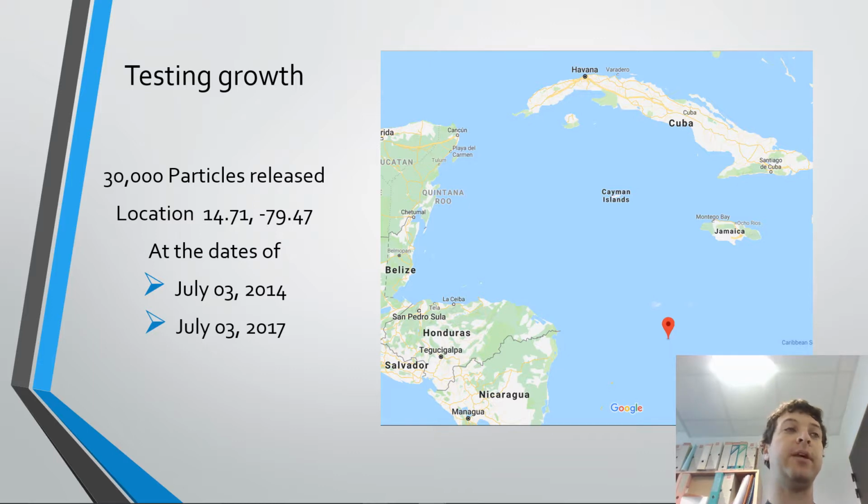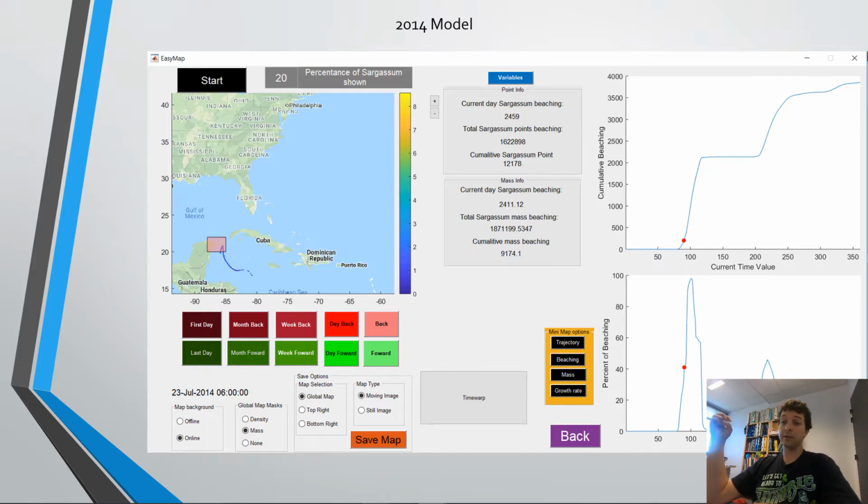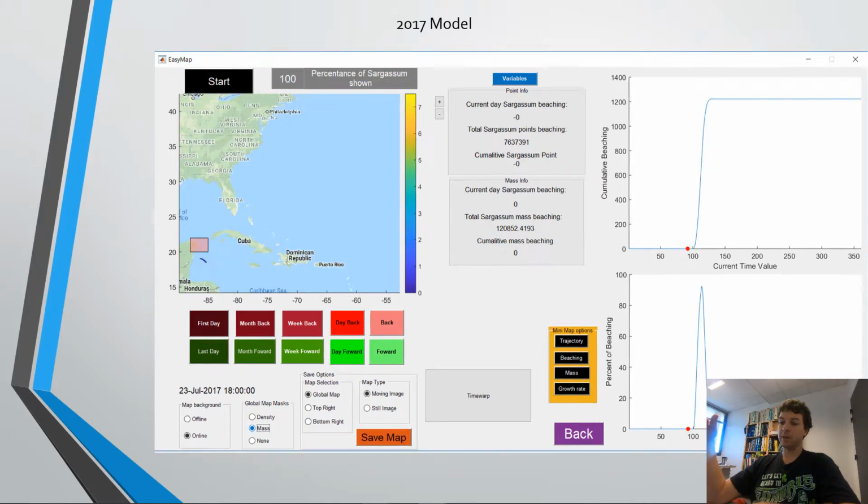The testing site to test the growth formula was just off the coast of Nicaragua. 30,000 particles were released virtually into the ocean on October 3rd, 2014 and 2017. As you can see on the screen, in July 2014, the bulk of the beaching, the study area, they consider it the beaching area, had just started receiving the large amount of sargassum. However, in 2017, it had not yet arrived.